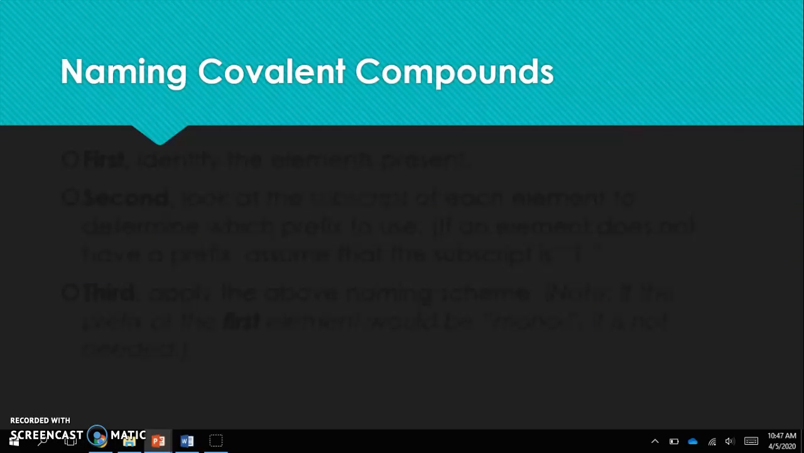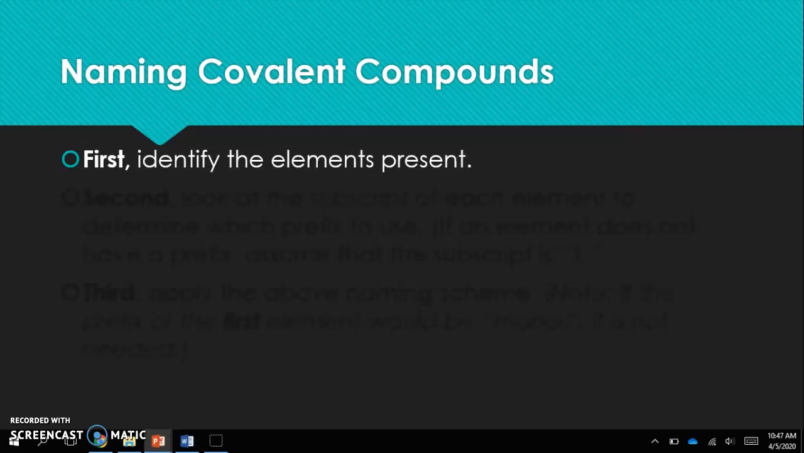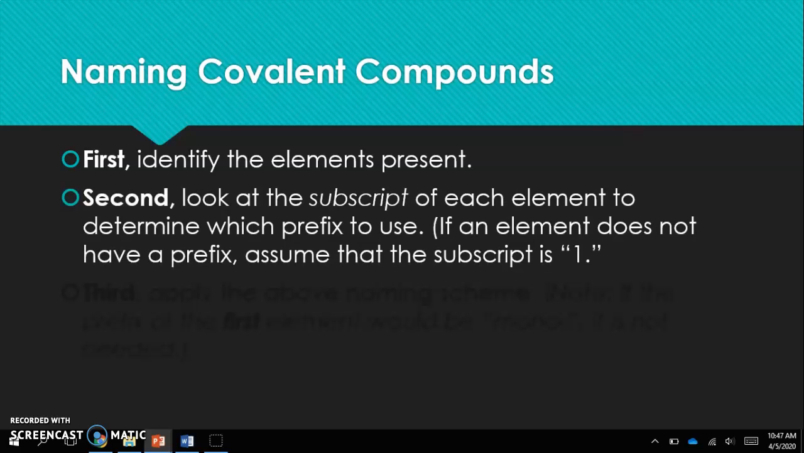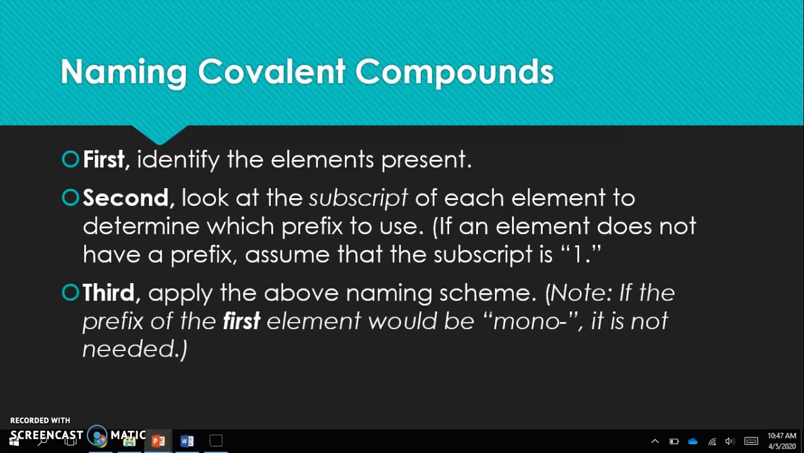When we look at naming covalent compounds, you first identify which elements are present. And then secondly, you look at the subscript of each element to determine which prefix is used. So if an element does not have a prefix, you assume that subscript is 1. And remember, all those subscripts are back in your lesson on covalent compounds. So if you need a refresher on those, go back and take a look. So remember, 2 is di, 3 is tri, so on and so forth.